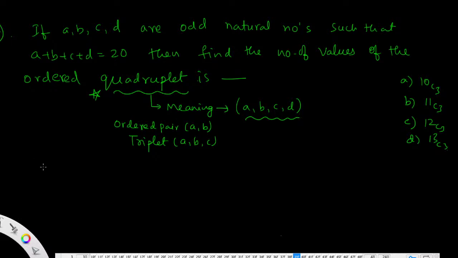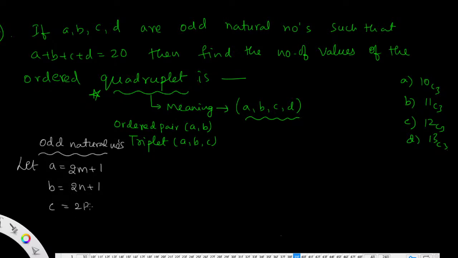So A, B, C, D are odd natural numbers, it is given, such that A plus B plus C plus D equal to 20. Then find the number of values of the ordered quadruplet. Let me take odd numbers always in the form 2m plus 1 for a, 2n plus 1 for b, 2p plus 1 for c, and 2q plus 1 for d.